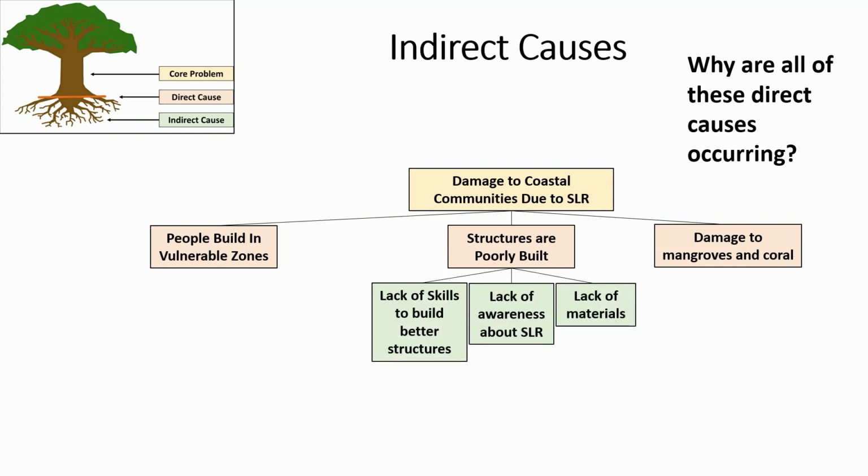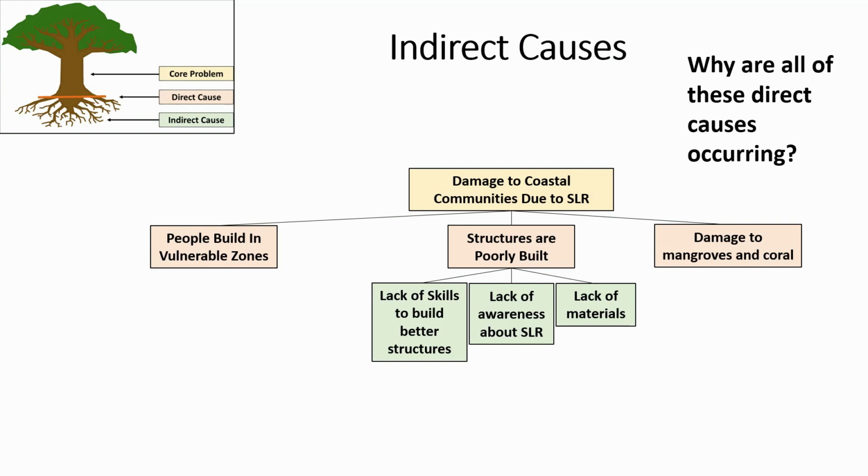Well, some answers that we come up with here. And remember, this is evidence-based. So this is research that we're doing here, right? We don't just make these things up. We have to have data and evidence to support all of the things that we put in the problem tree. But we come to find out, after doing a literature review and field studies and focus group discussions and things like this, that structures are poorly built because there's a lack of skills to build better structures.